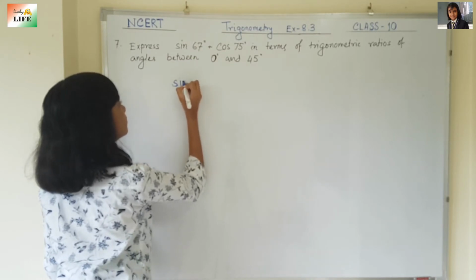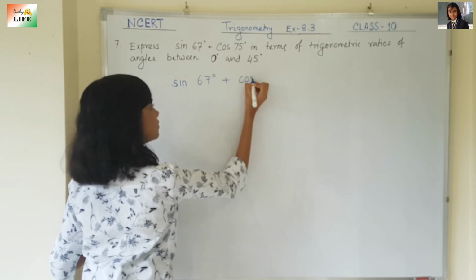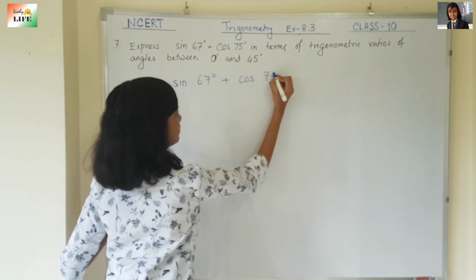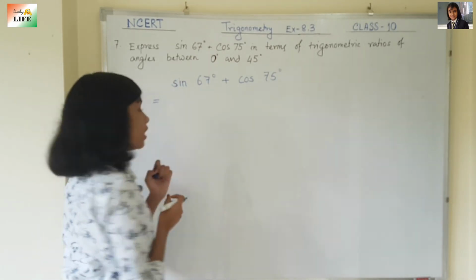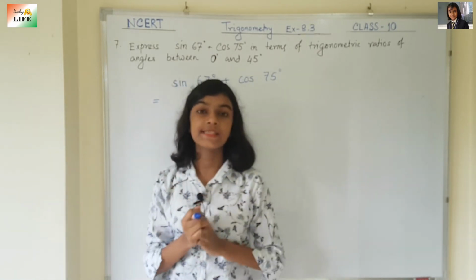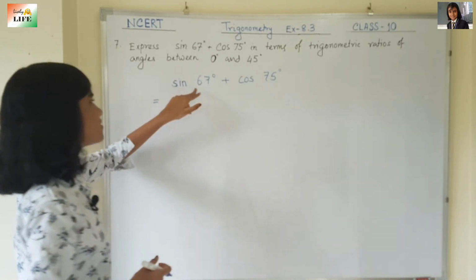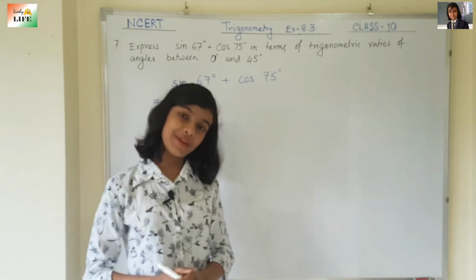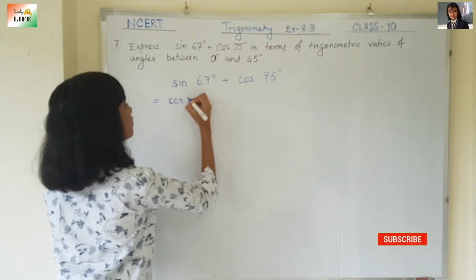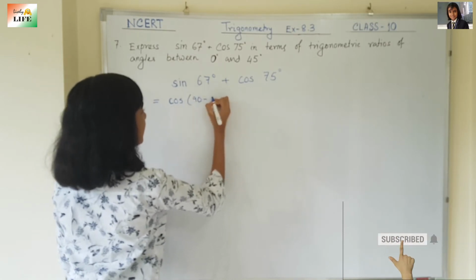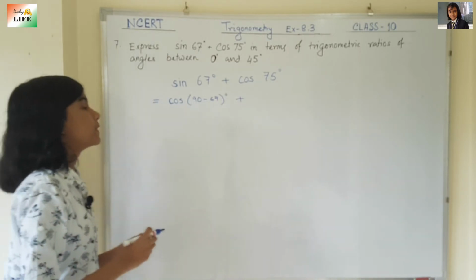Okay. So what is given? Sine 67 plus cos 75. Now what we are going to do, we have already learned earlier that sine A is equal to cos 90 minus A, right? Sine A is equal to cos 90 minus A. So over here, instead of sine 67 degree, we can write cos (90 minus 67), right? So we are going to write cos (90 minus 67 degree) plus.